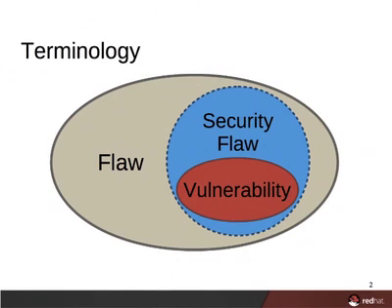Before we get started, let's do a brief review of some definitions. Flaws are program errors or bugs. Security flaws are bugs with potential security impact. Vulnerabilities are security flaws that are exploitable by attackers. Vulnerabilities are caused by security flaws, but not all security flaws result in a vulnerability.